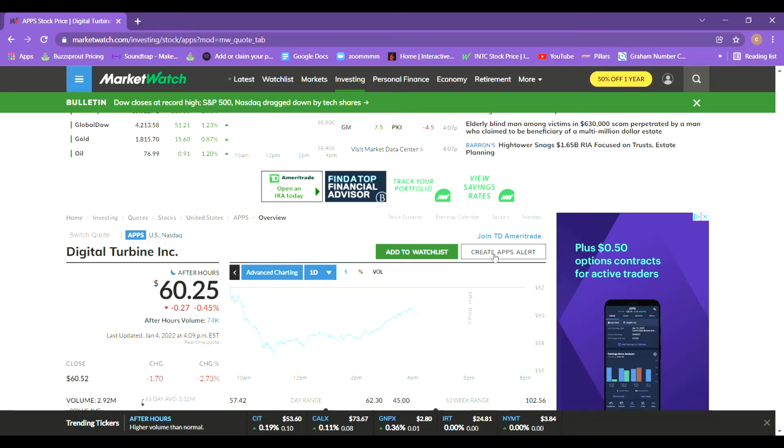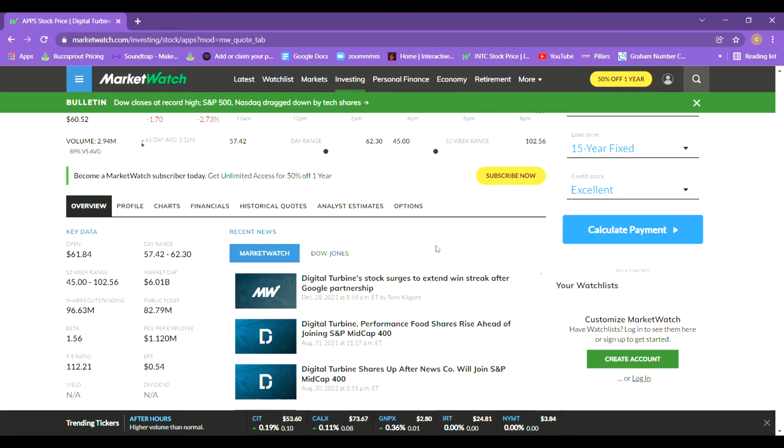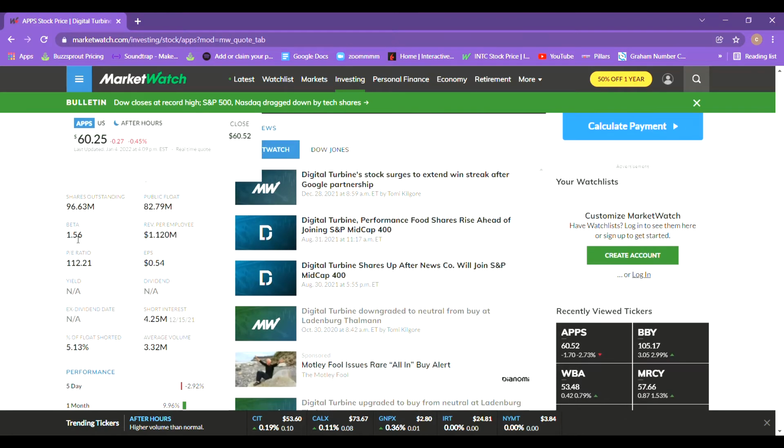Today we'll be taking a look at Digital Turbine. Starting out with their overview, we're going to look at their PE ratio. So currently it's at a 112.21, which is a little sketchy as that's an indicator of it being very overvalued. Also, they currently don't offer any dividends, which is fine. They would rather reinvest the money back into the company.